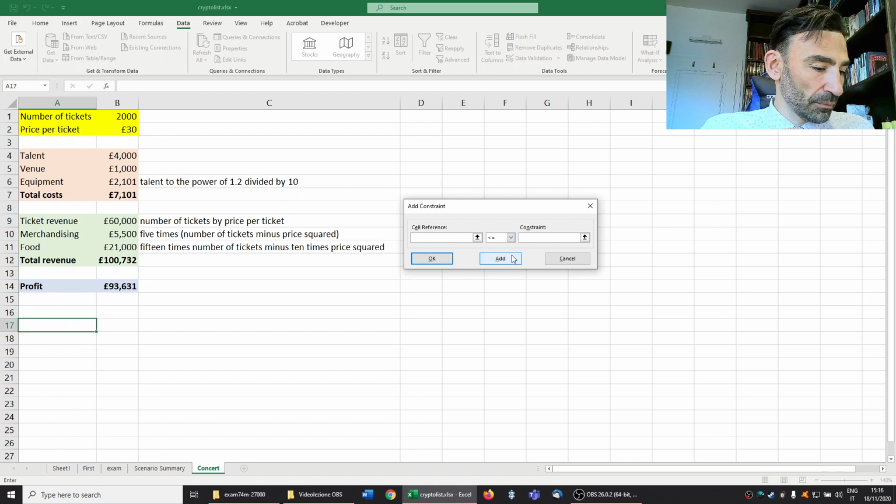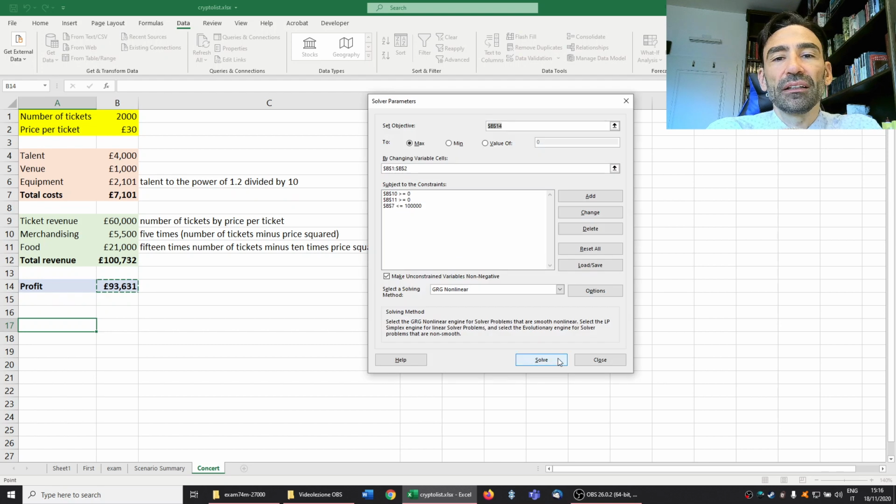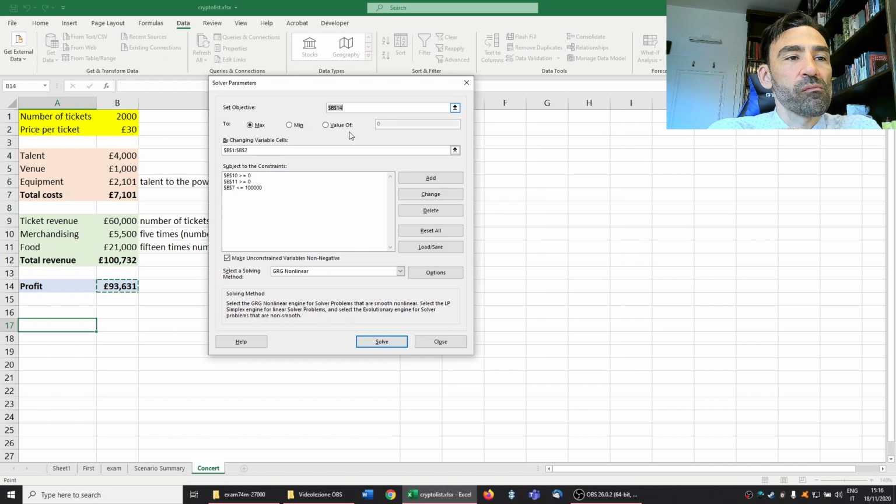Add something else: total cost cannot exceed 100,000, because we have a starting budget of 100,000. Is there any other constraint? Well, for the moment, let's say no other constraint. I run it. Make unconstrained variables non-negative: yes, number of tickets and price per ticket cannot be negative. Solve.